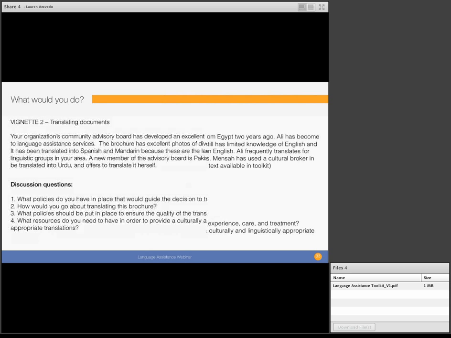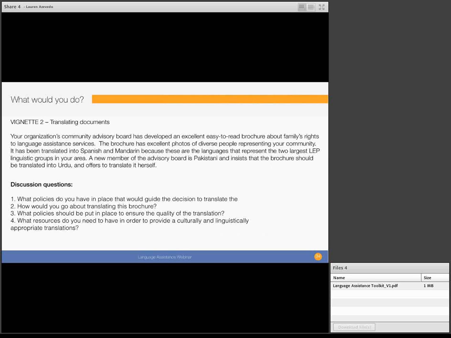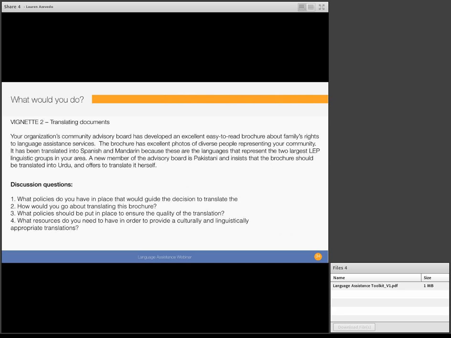So four of the vignettes within the toolkit are very similar, and then the fifth one is more like the second vignette that we're presenting here. It's an organizational type question, and it asks you basically what would you do to translate a specific document into a new language. In this specific example, they're asking you to translate materials into Spanish and Mandarin. So the questions are a little bit different in this example.